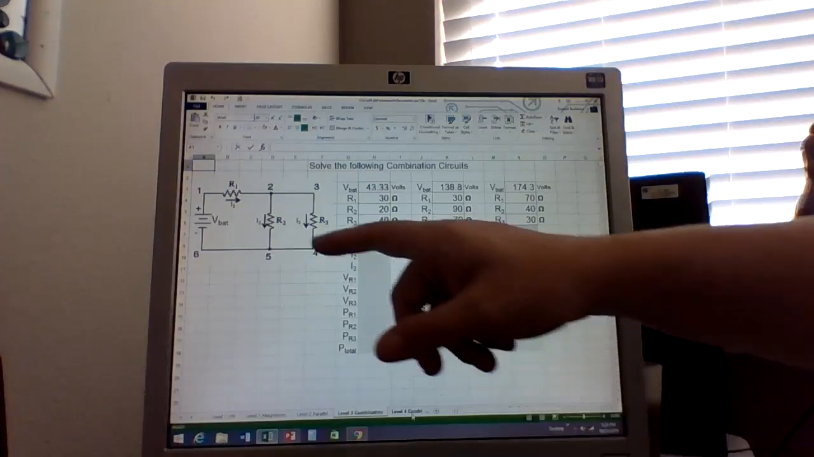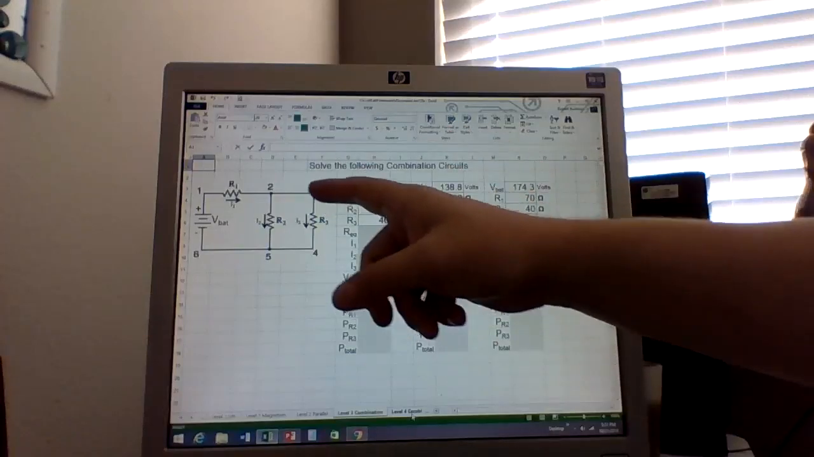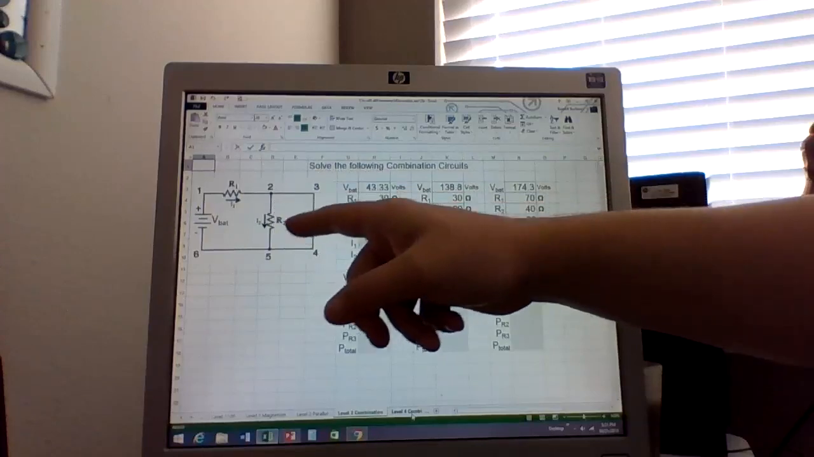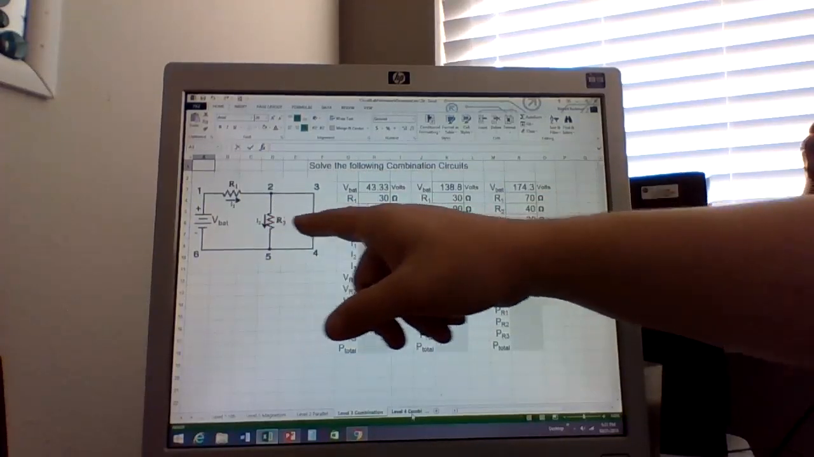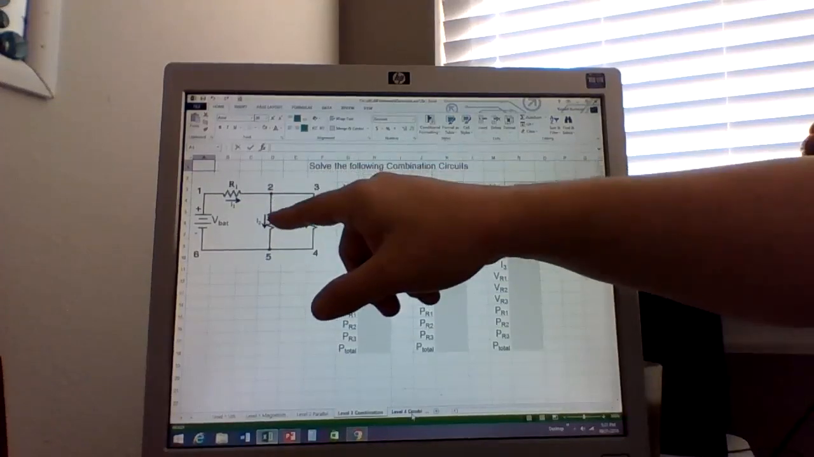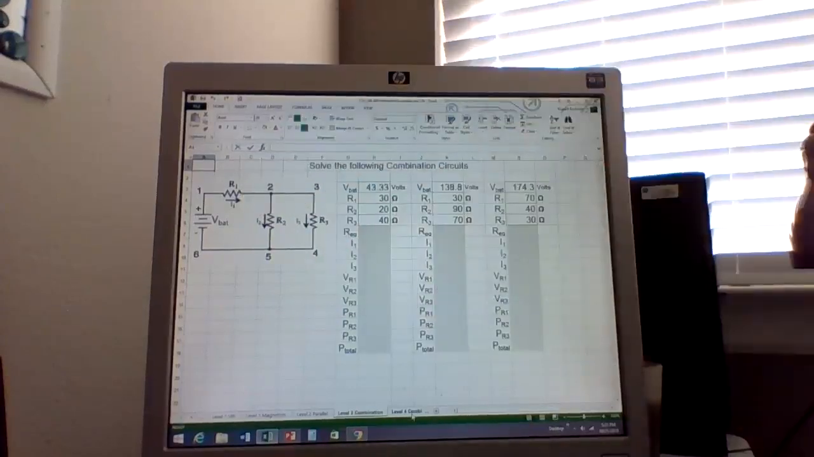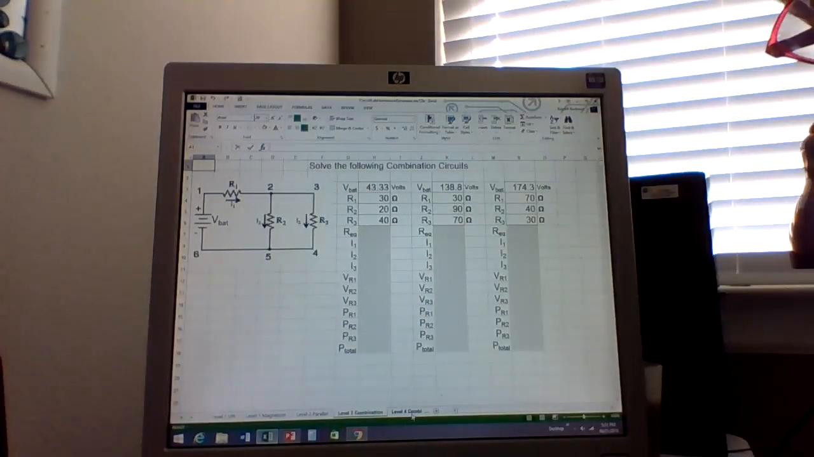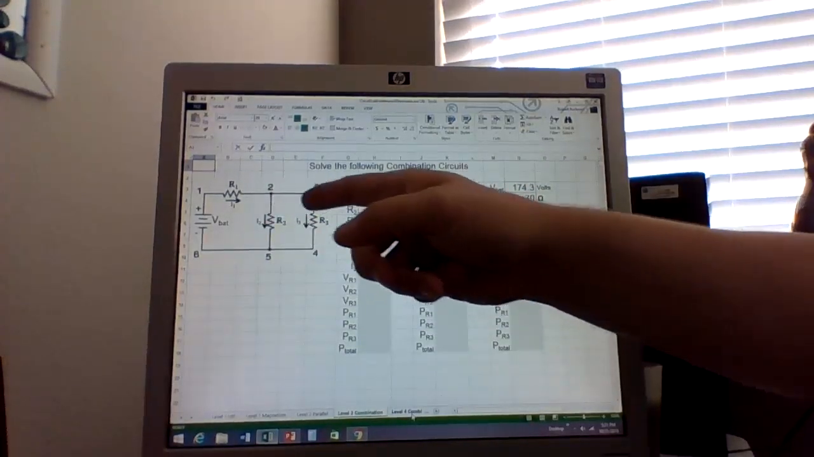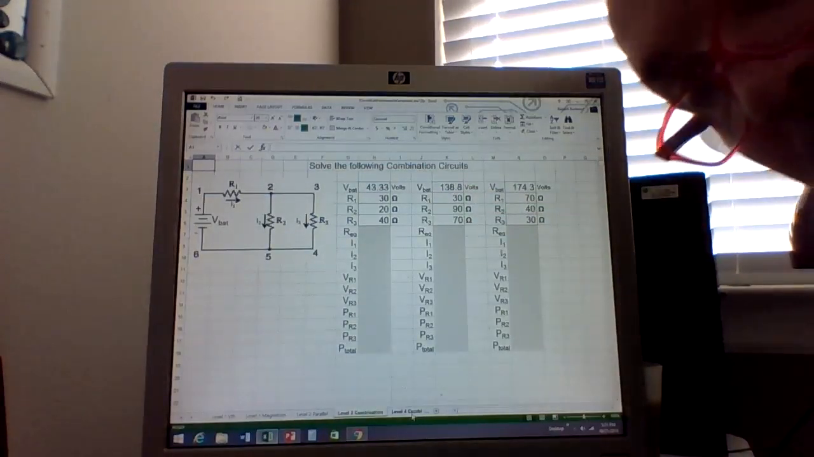Okay? So when you have a combination circuit, you need to combine the parallel elements first. So I would combine R2 and R3 together. Then I've got the combined resistance in series with R1, and I would combine it with that, and then I find my overall R equivalent. So the first thing you do is you combine the parallel elements, then you combine the series elements. Okay? Does that make sense?